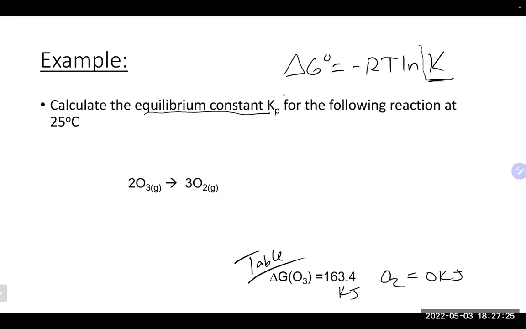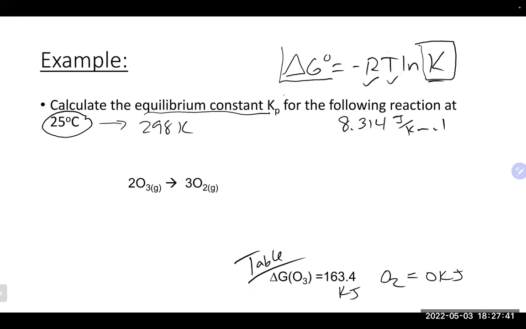We are looking for K. R is a constant, so we have that, the 8.314 version of it. Temperature here, we need to convert to Kelvin, which would be 298 Kelvin, so we've got that. We do need to calculate our delta G naught here. So again, we would go to the table and find these values.